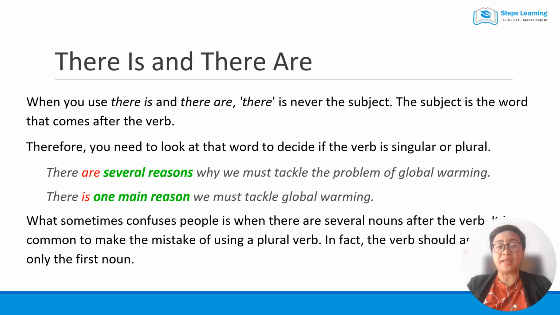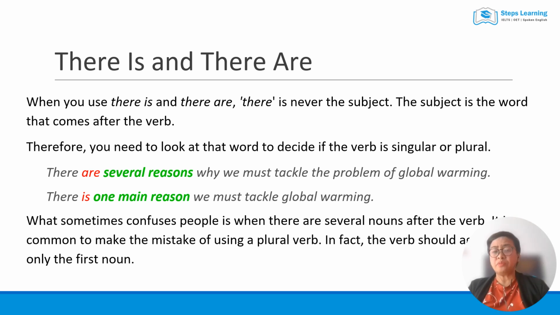When you use there is and there are, there is never the subject. The subject is the word that comes after the verb. Therefore, you need to look at that word to decide if the verb is singular or plural. Example, there are several reasons why we must tackle the problem of global warming. There is one main reason we must tackle global warming.